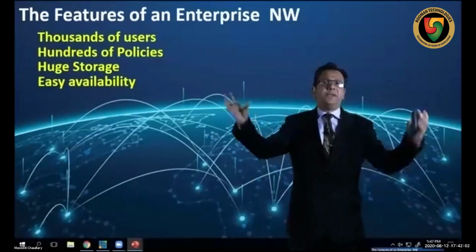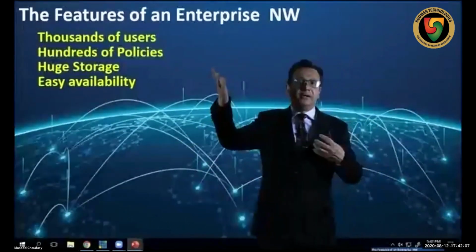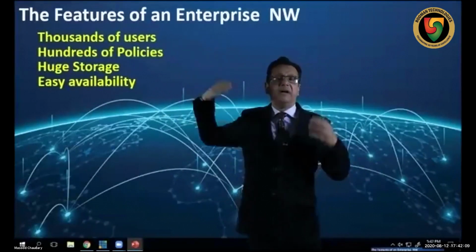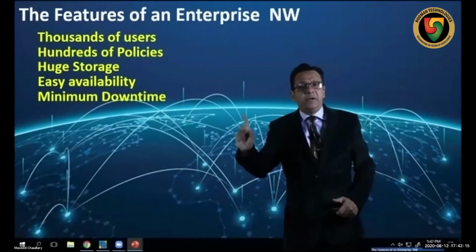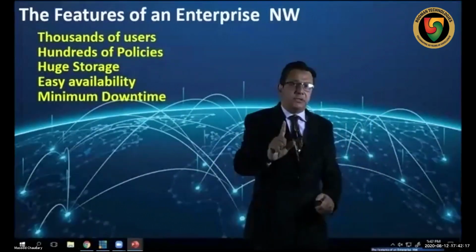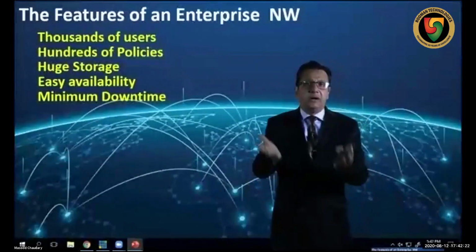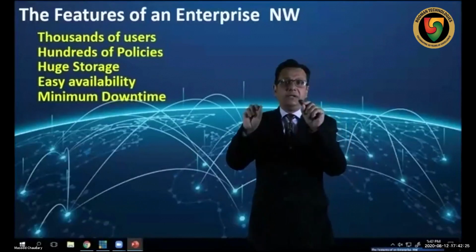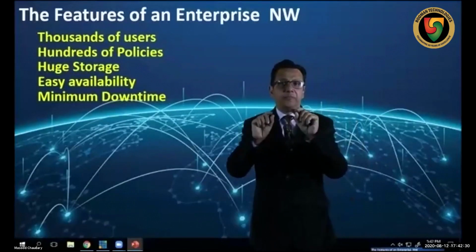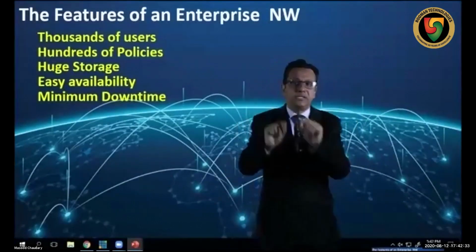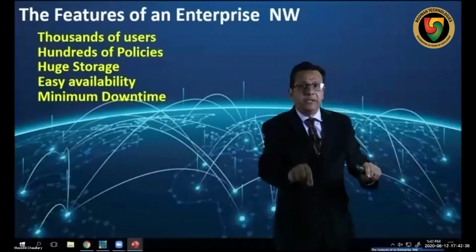Easy availability from anywhere, any corner of the world. From my home, when I'm traveling, in a bus, in a flight, I should be able to access the resources of that network. Minimum downtime. If something happens to the network, immediately, without wasting any time, the network should come up. So you need to have certain policies for that, the maintenance policy, the disaster recovery policy, so that the network does not remain down for a long time when there's some problem in the network.